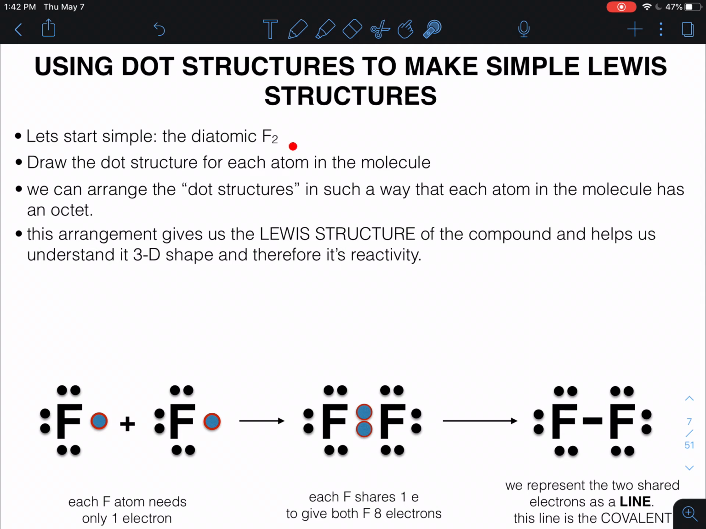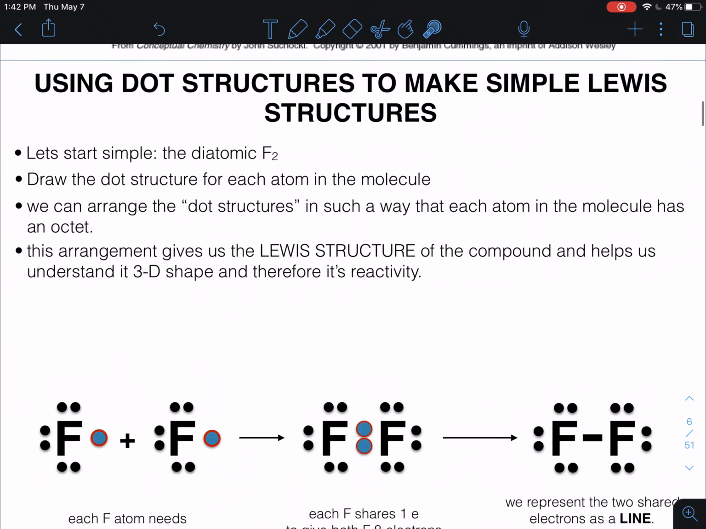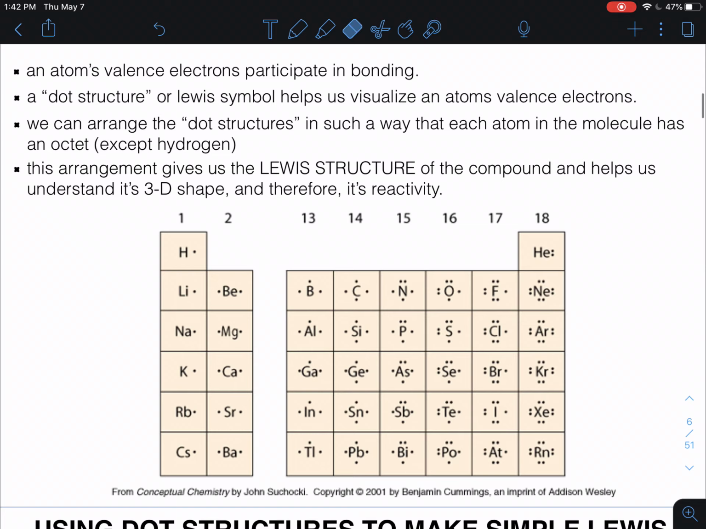All right, diatomic F2. We know that diatomic F2 is made up of two fluorine atoms, not fluoride, because remember, a fluoride ion has an extra electron in it to make it a negative charge. We're looking at two fluorine atoms. And what you're going to do is draw the dot structure of two fluorine atoms, which I have right here. If we go back and look up here, fluorine has 7 valence electrons.